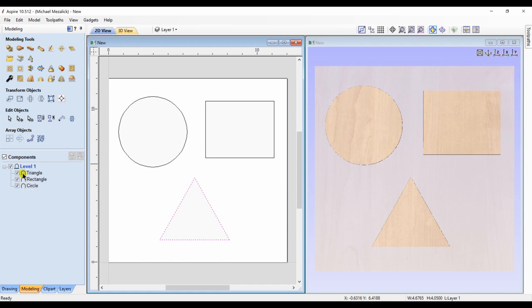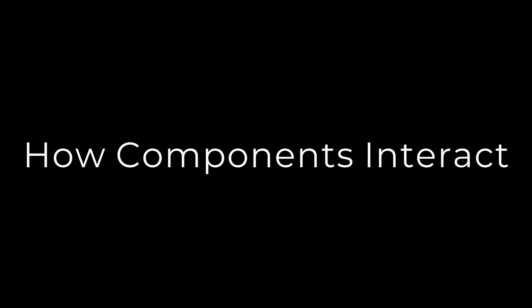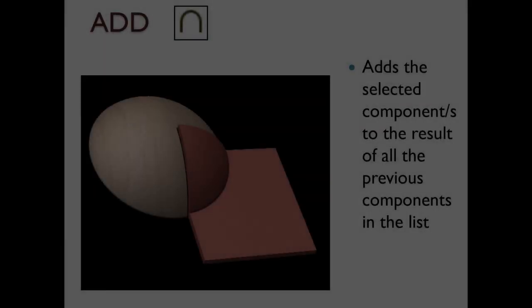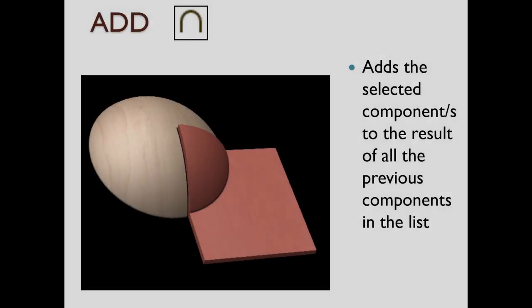When dealing with components, their property and how they interact with one another becomes important. If they're not touching one another, it really doesn't matter. But if they are overlapping one another, how they interact is critical. We're going to look at four of the options for component properties.